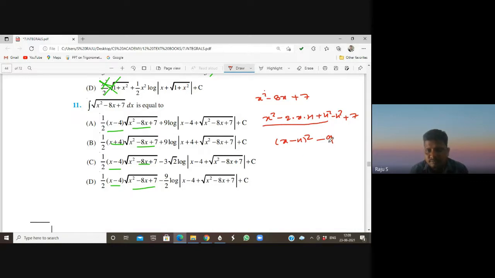So that is nothing but what here? 9 can be written as 3 square. So a square by 2. In every formula, a square by 2 is there. Here 3 square by 2, nothing but 9 by 2 should come. Is there any 9 by 2? Yes, the last option alone. This is absolutely right.